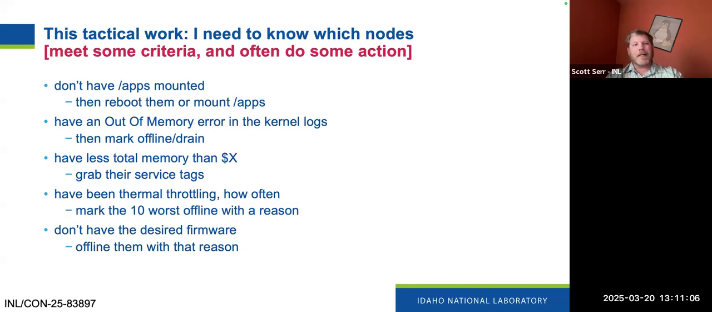Grab the service tags of systems with memory less than a certain amount, because they probably have a DIMM that's failed, or don't have a DIMM possibly, and then maybe don't have the desired firmware. Well, we want to offline them with a reason in the scheduler and upgrade the firmware. You can say probably a lot of these things could be done with good node health check rules, and we're getting there. But then there's some things you just don't foresee.